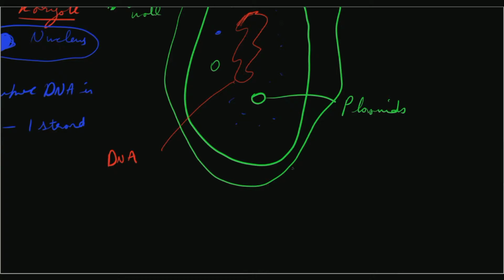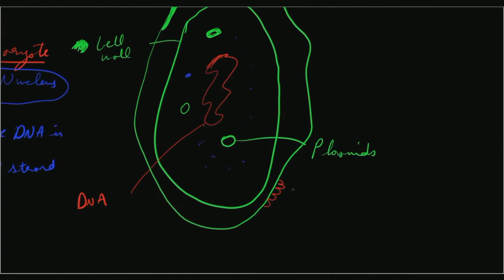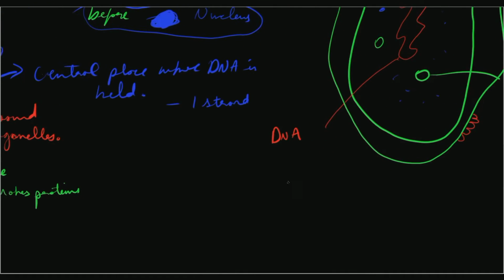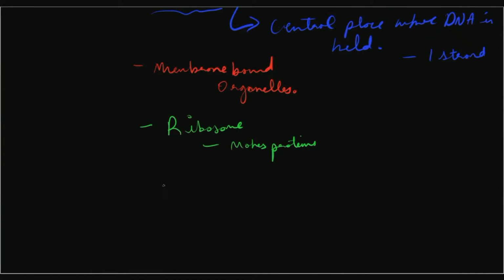And you might even have these things called pili. These are little thingies like this, maybe all around the cell. And these increase, so you have pili. Sorry, let me go ahead and write it down. Pili. So these increase compartmentalization.